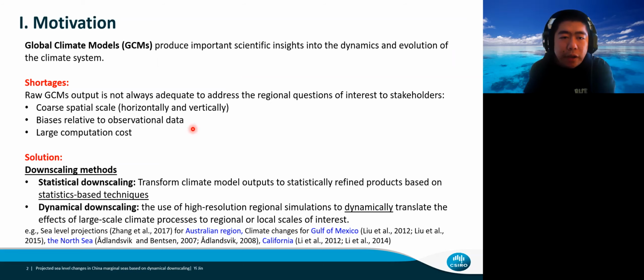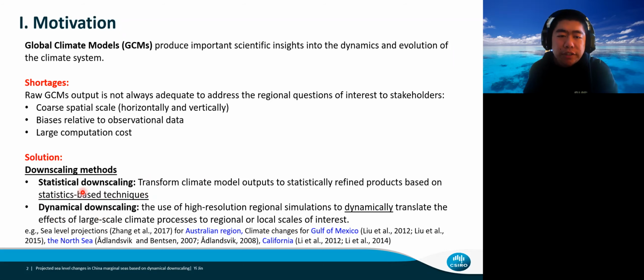So on this background, the downscaling method is applied as one of the most useful tools to refine the GCM output. Generally, it can be categorized into statistical downscaling and dynamical downscaling. In this work, we employ dynamical downscaling, which means the use of a high-resolution regional model to dynamically translate the effect of large-scale climate processes to the local scale.